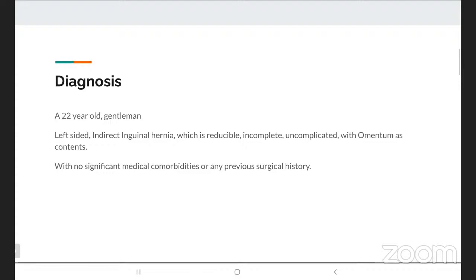Where will the inferior epigastric artery be? The inferior epigastric artery would be above the pre-peritoneal space, between the fascia transversalis and the internal oblique and transversus abdominis muscle.